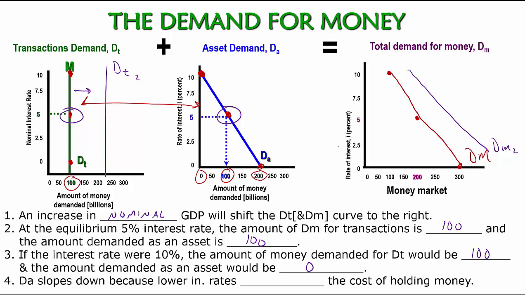And the reason this asset demand curve slopes downward is because lower interest rates decrease the cost of holding money. If I hold all my money in my hand when interest rates are high, then it's costing me that interest rate to hold the money in my hand. At lower interest rates, it doesn't cost me as much.